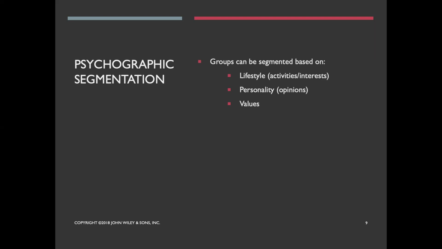What are some things that we might want to use psychographic segmentation for? Thinking about lifestyle, personality, and values. Athletes, right? I'm not an athletic person. You try to market athletic type things to me, and it's probably not going to be as easy. But for some people, it's going to work.